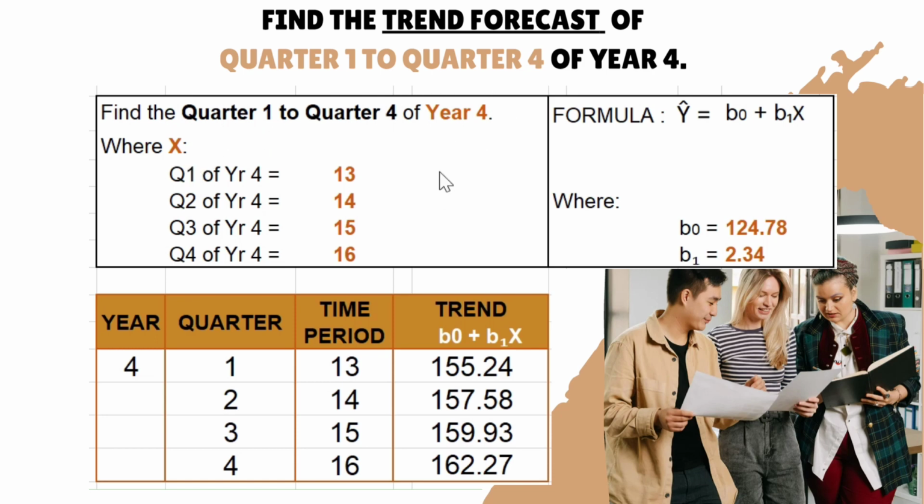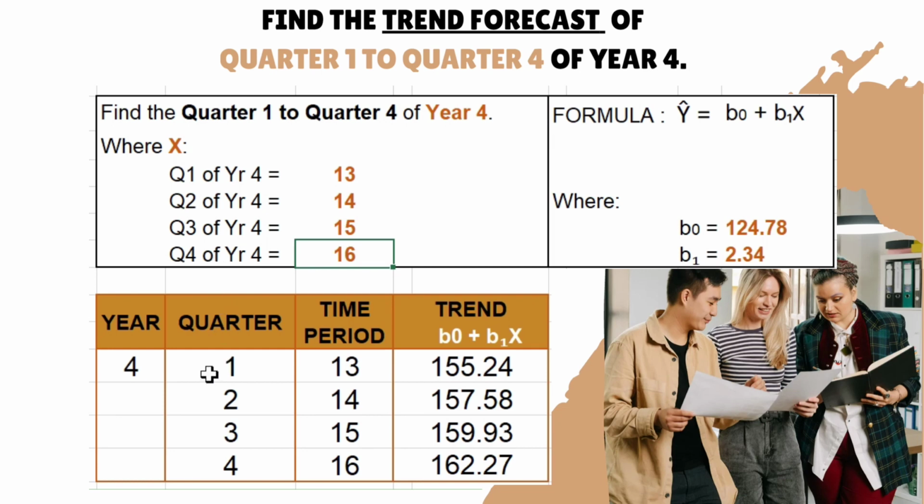But if you do the calculations by hand, the numbers may differ slightly from these results due to rounding. Again, our formula is y equals b sub 0 plus b sub 1 times x, where our given b sub 0 is 124.78 and our b sub 1 is 2.34. Let x for quarter 1 of year 4 equal 13, and then 14, 15, 16 for quarter 2 to quarter 4 respectively.